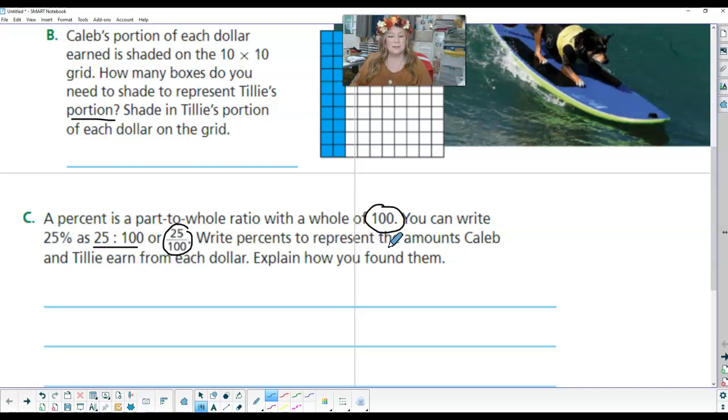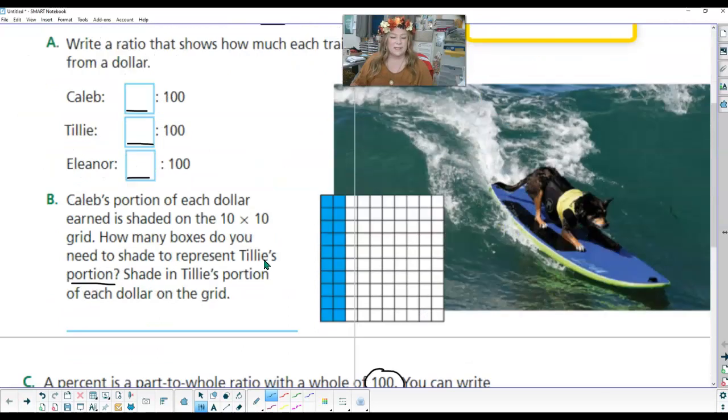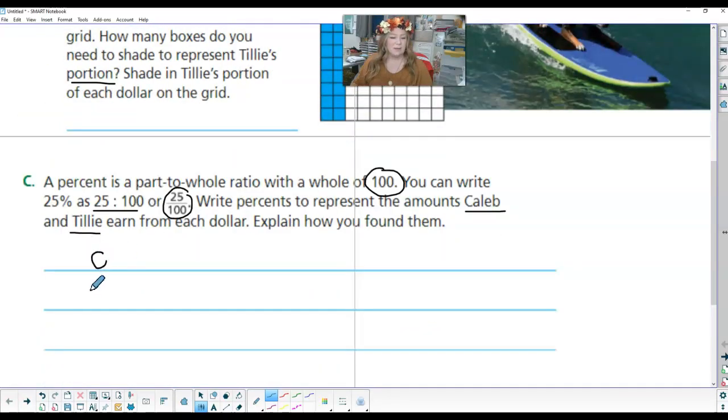So write percents to represent the amounts Caleb and Tilly earn from each dollar. So we want to write the percent. So Caleb earned 20 cents. So this is Caleb. Caleb earned 20 cents out of, actually I'm going to write it as a fraction because a ratio really is just a fraction. So he earned 20 cents out of 100. Or I can write it as a percent. It's already out of 100, so I can just say 20%, right? That percent sign means out of 100, 20 out of 100.